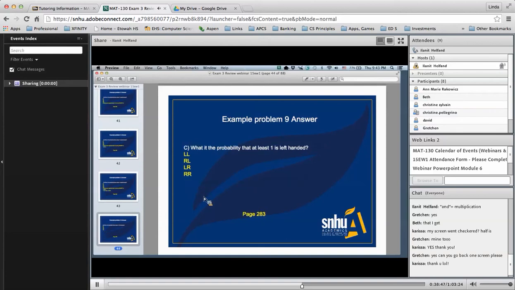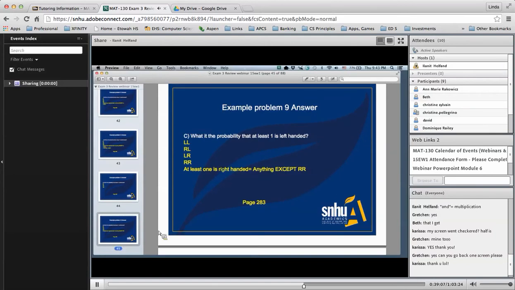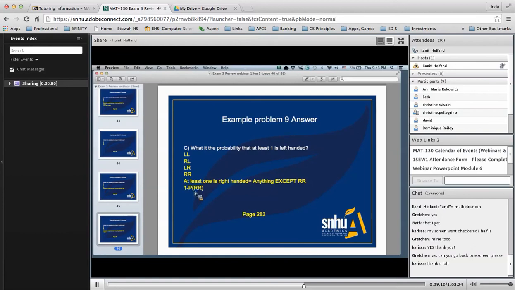Now if we do the other one, what's the probability that at least one is left-handed? Again, here are our 4 choices. At least one is left-handed, this is a typo, is everything except for the case that they're both righties. So the probability of at least one left-handed is 1 minus the probability that they're both righties. Every situation except the fact that they're both righties.